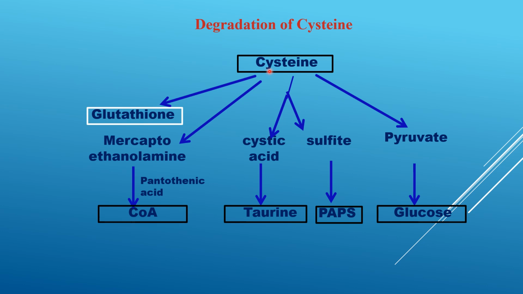Then cysteine can also be involved in mercaptoethanolamine formation, which is important for coenzyme A synthesis. Via cysteic acid, it forms taurine, a biogenic amine. Then via sulfide, it forms PAPS, which is an important donor of sulfur group. Via pyruvate, it becomes glucogenic.